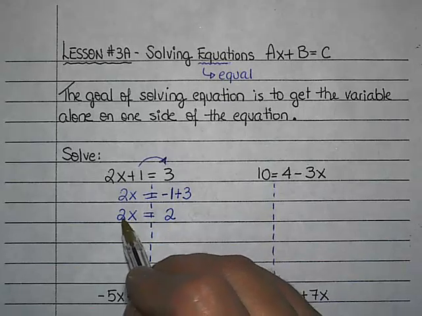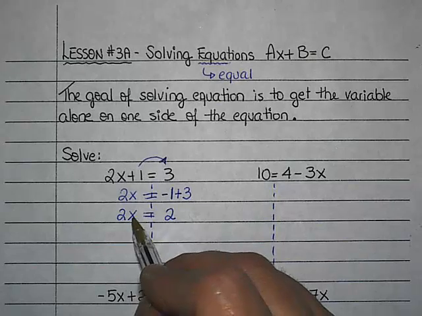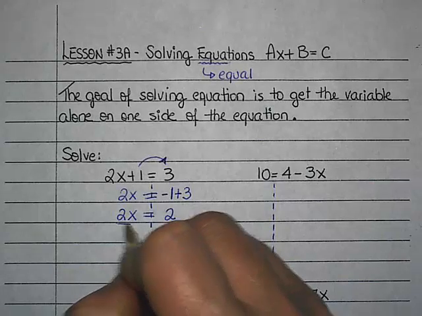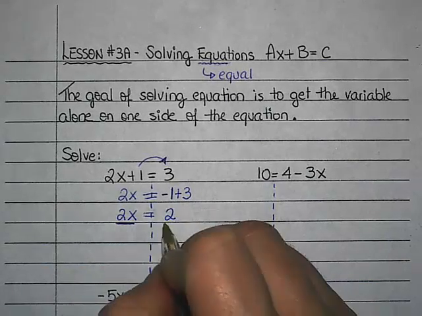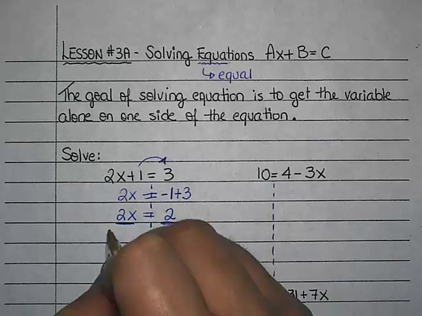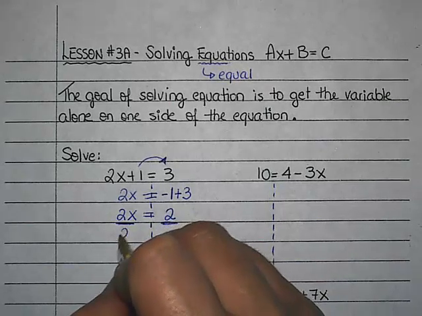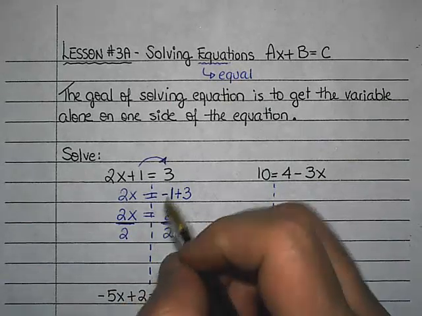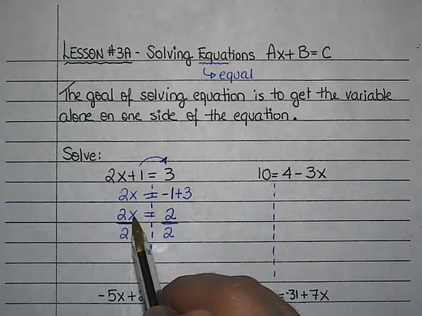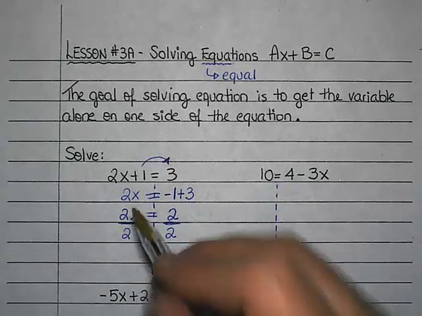Alright, so we're getting close to what we want. The x now only has one number in front of it. So in order to get rid of that number in front of the x, we notice that 2 is multiplying x. So in order to cancel it, we're going to do the opposite of multiplication, which is division. So that means we divide both sides by 2. Basically, I'm dividing by the number that is in front of the x.